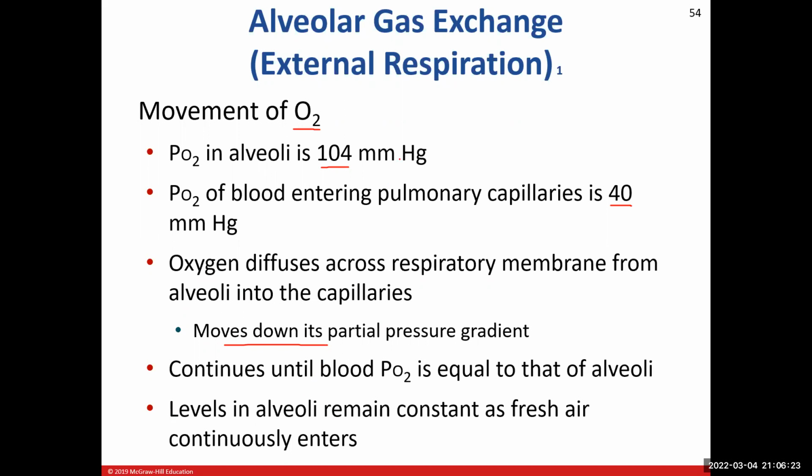And the nice thing is, this value always stays constant because you're going to keep breathing and keep bringing in new air. And that new air, once it reaches the alveoli, has a partial pressure of 104 millimeters of mercury. So it just keeps replenishing itself.